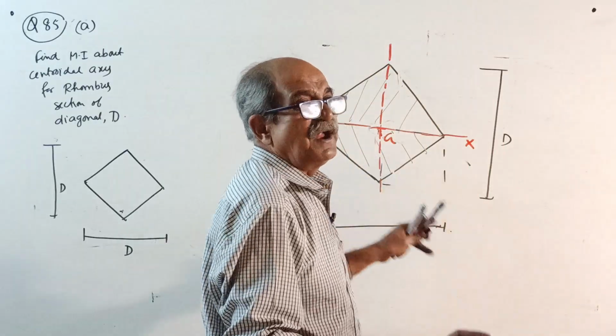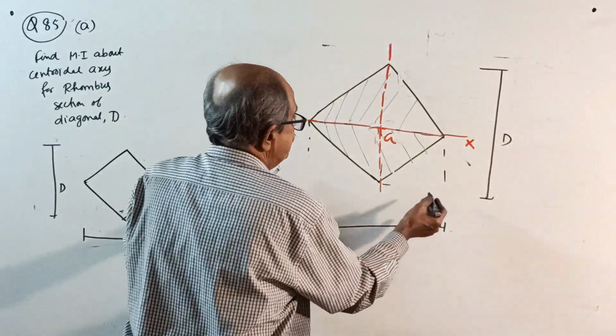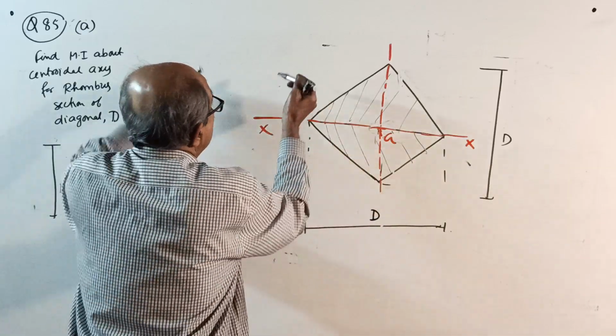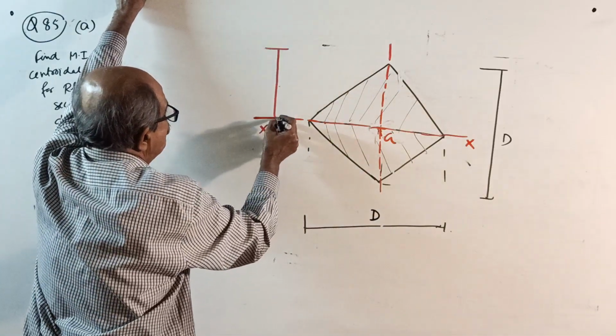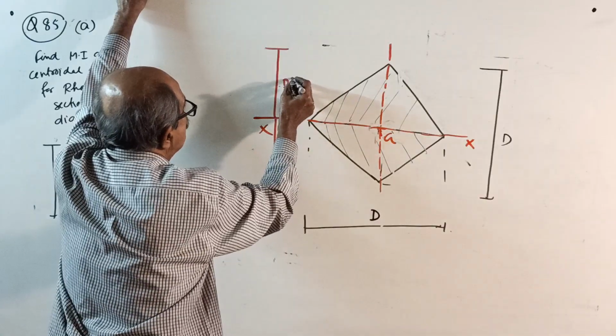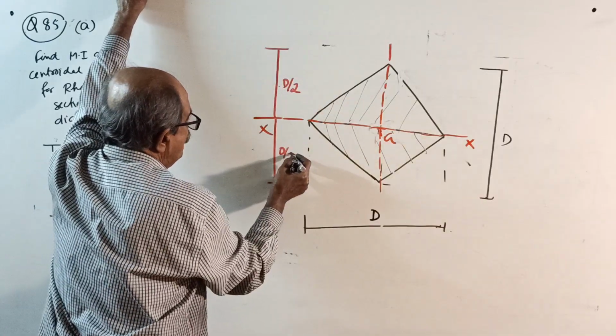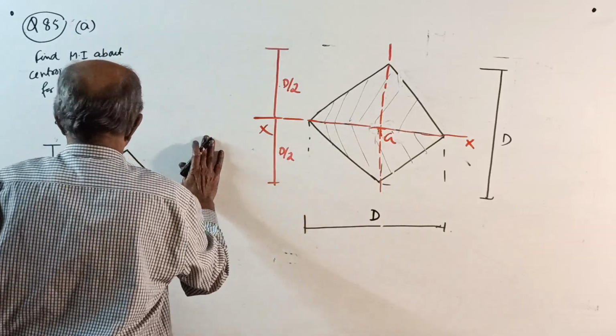Don't bother about those. You write D. If this is D, this also D. This centroidal distance both ways is D by 2, D by 2. D by 2, D by 2. Diagonal given, not depth. Okay, now start.